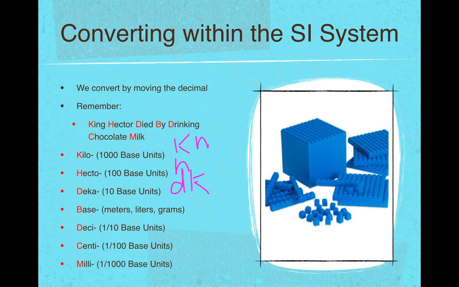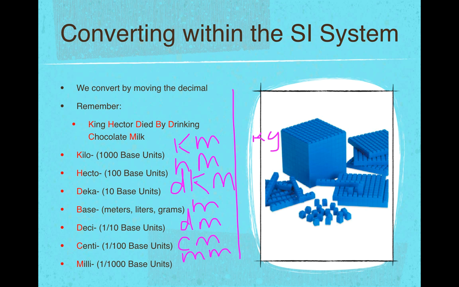So if we're in meters, we're going to have kilometers, hectometers, decameters, your base unit which is just the meter, decimeters, which is going to be dm, centimeters, and then millimeters. That would be one example. If we're in grams, we've got kilograms, hectograms, decagrams, grams, decigrams, centigrams, milligrams. You could do this for a bunch of other units as well.